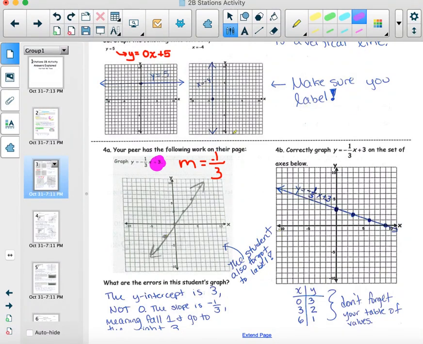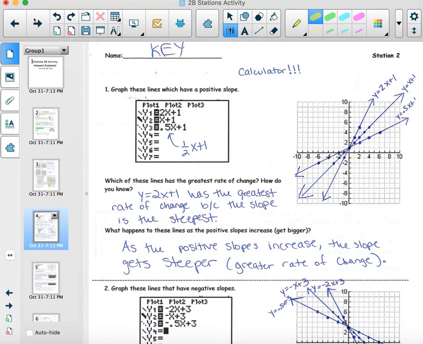In addition, this student forgot their table of values. How many points do we need? How many points? 3. Yes, very good. We need 3 points. Do not forget your values. All right, so we have our label. We've got our graph. We've got at least 3 points. Remember, I've always said at least 3 points. And we have the table here. Great. Fantastic. Moving on.